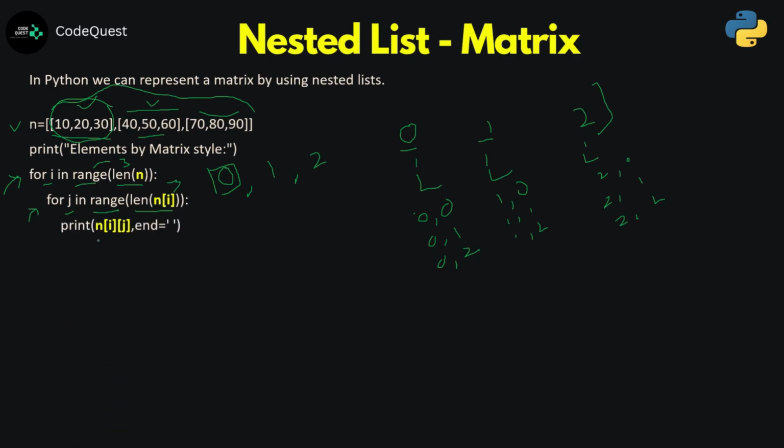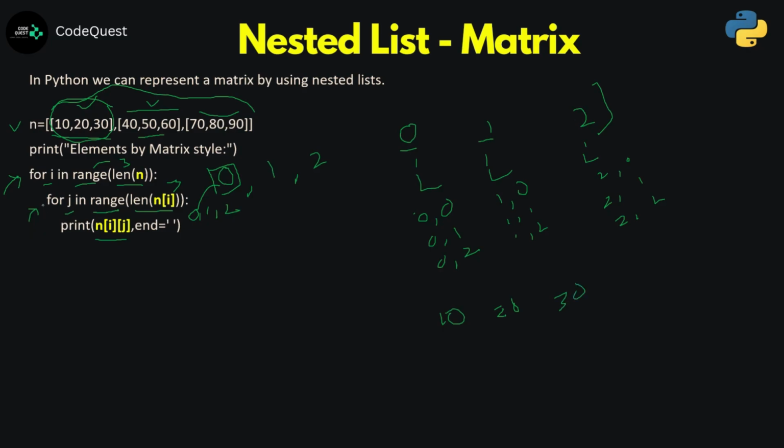Now when I'm printing n of i j, what is the i value? It is fixed at 0. And this range of 3 means once again it is going to produce 0, 1 and 2. So when I'm writing n of i j, what am I going to get? 0, 0. What is 0, 0? It is 10. Now next time j value becomes 1. So 0, 1 means what? Your 20. Similarly, n of i j, that is 0 and 2, means that is 30.